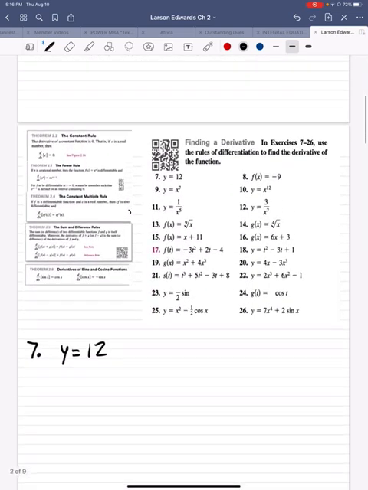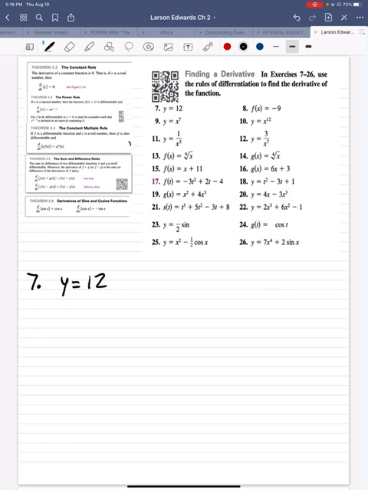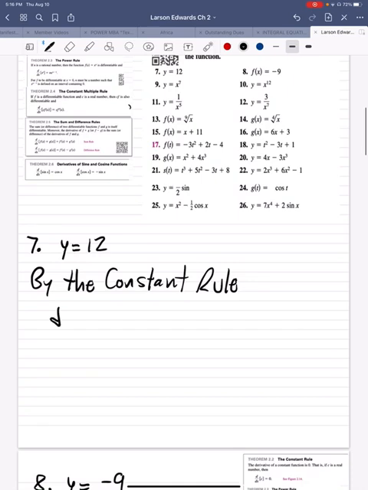So now we're ready to jump into some practice problems. For number 7, it says y is equal to 12. So we would write, by the constant rule, which we saw was theorem 2.2, the derivative of 12. As you can see, there are no x terms in this equation. So the derivative of 12, which is a constant, is equal to 0.